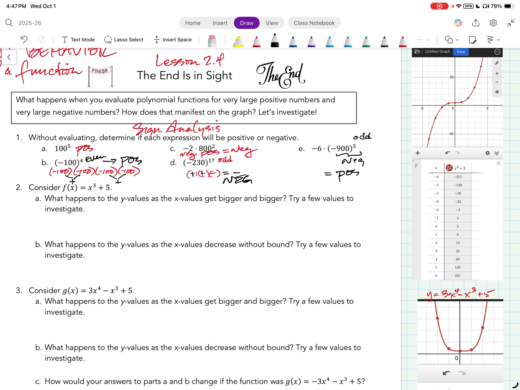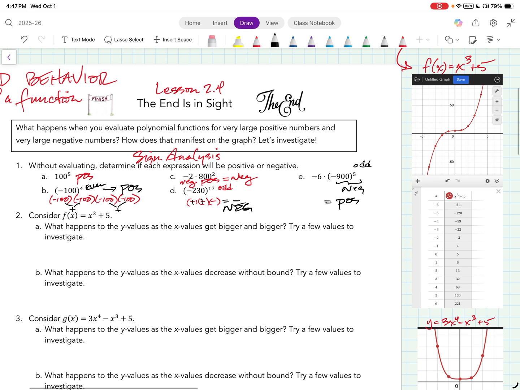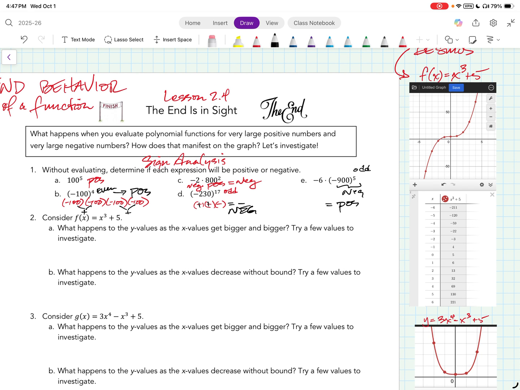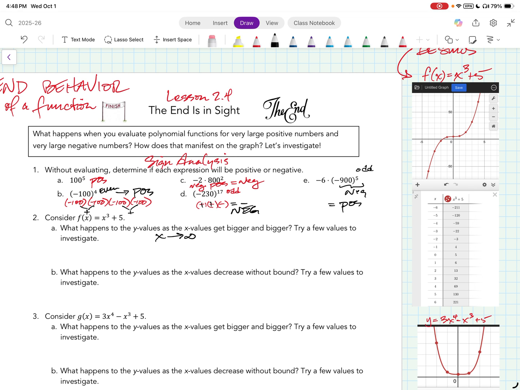Now number two, consider this function x cubed plus 5, which is up in the upper right-hand corner of your screen. I included the graphs from Desmos. These are just screenshots straight from Desmos. So what happens to the y values when the x values get bigger and bigger? In other words, as x gets infinitely large, we say as x approaches infinity, which means it increases without bound. And this arrow means approaches. As x approaches infinity, which means as x gets extremely large, what are the y values approaching?